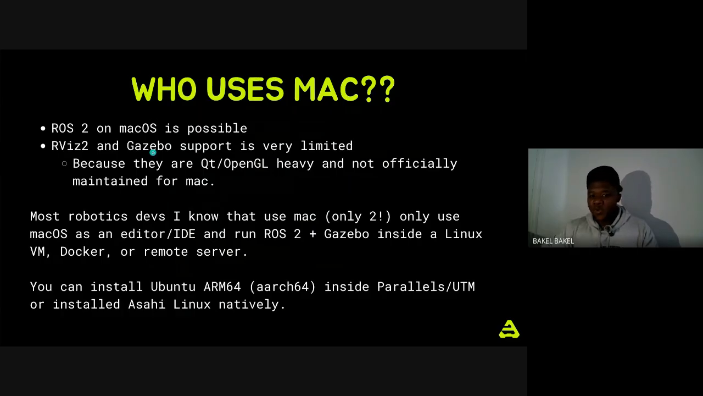RViz and Gazebo use an architecture, Qt OpenGL, to draw the animation on the screen. You know, you are seeing an animation of a robot. So Qt OpenGL is how they show you the animation. What renders the animation to you is not supported on Mac, right?